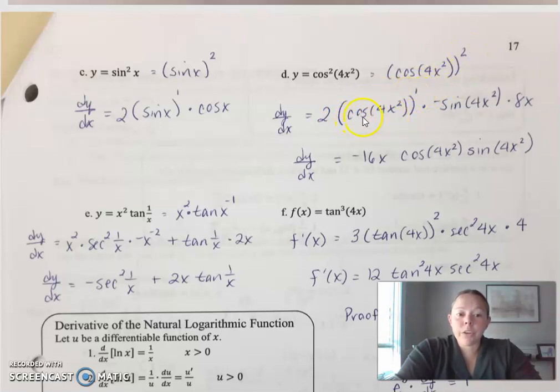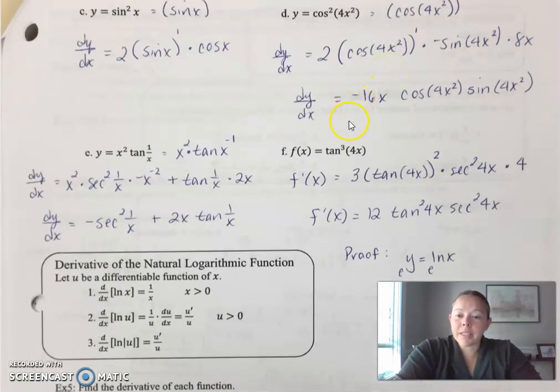Now turn your attention here. You do the derivative of the outside of this, which is the cosine. So it's negative sine of 4x squared, then times the derivative of the inside, which is 8x. You can see where that can get a little complicated, so you'll need to practice these. All right, and then here's some more practice.